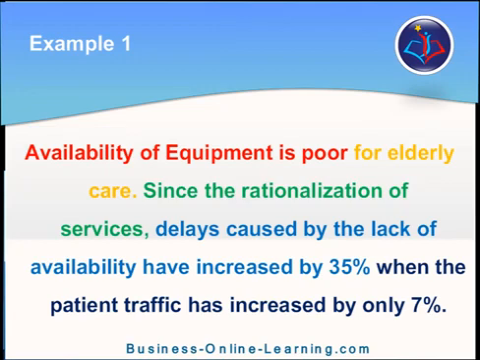Here's our first example. The availability of equipment is poor. This is what is wrong. Where it went wrong was for the elderly care. When it occurred, since the rationalization of services. How much or the extent is given with delays caused by the lack of availability have increased by 35%. How do we know this? Because the other patient traffic had increased only by 7%.